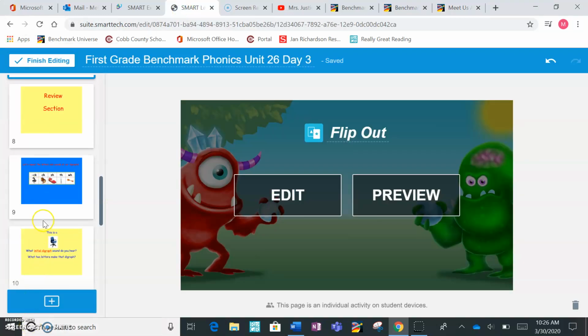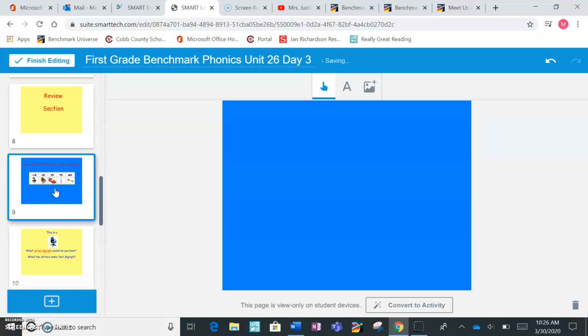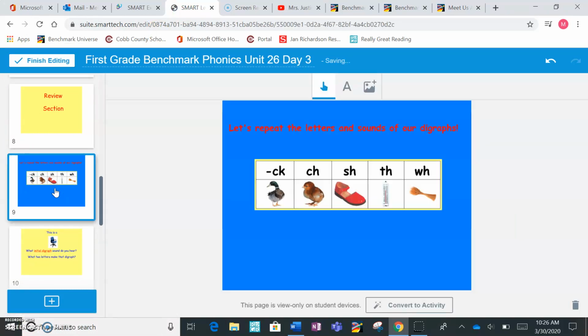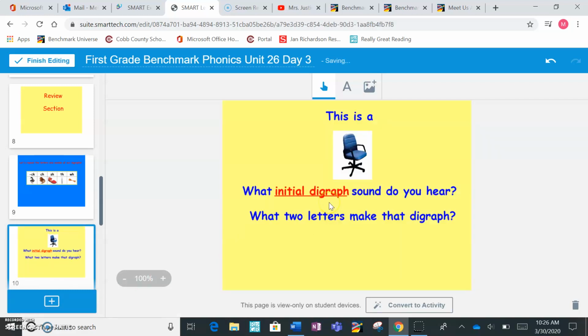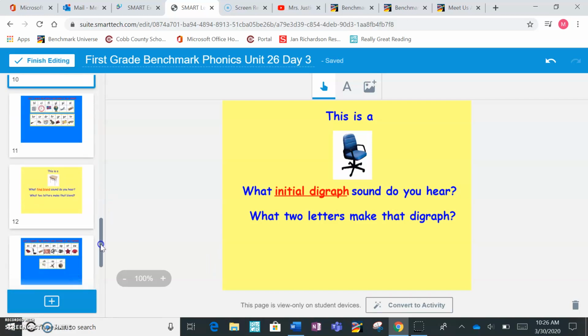All right, now let's go back and do some review here about practicing the sounds of digraphs. We have k, ch, sh, th, w. This is a chair. What initial digraph do you hear? So that would be the beginning sound. What do you hear at the beginning of the word chair? Yeah, ch. And when you write that, what 2 letters would you write? Yes, you'd write a CH for those 2 sounds.